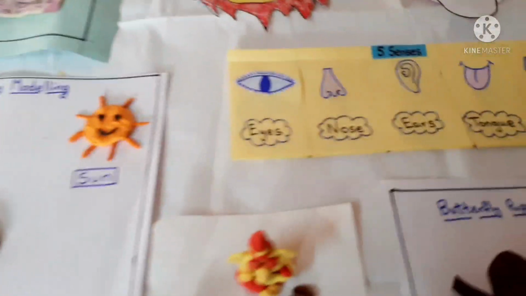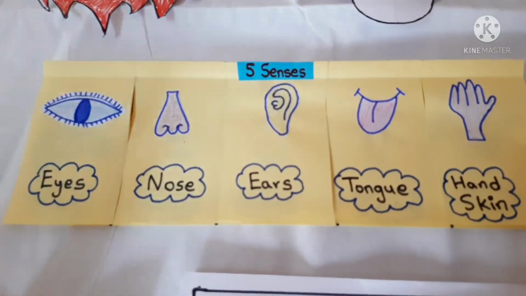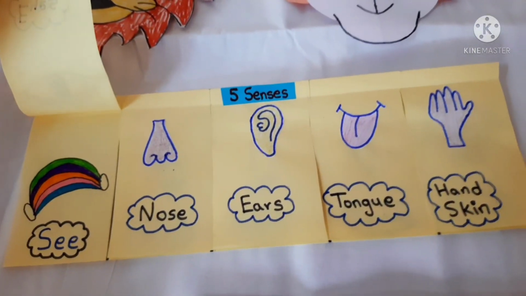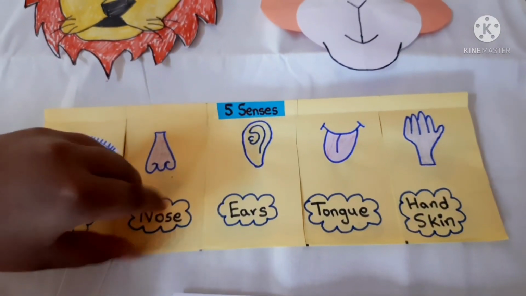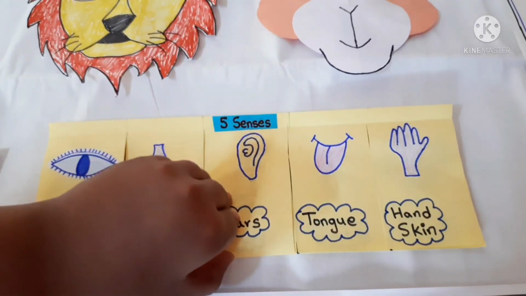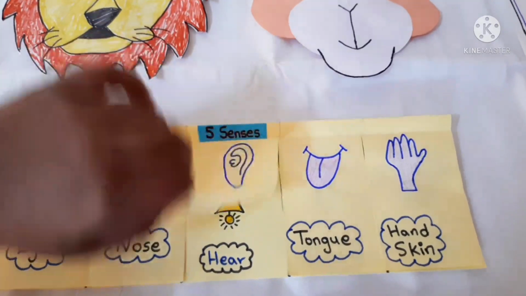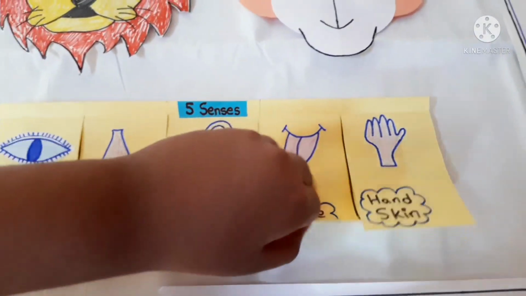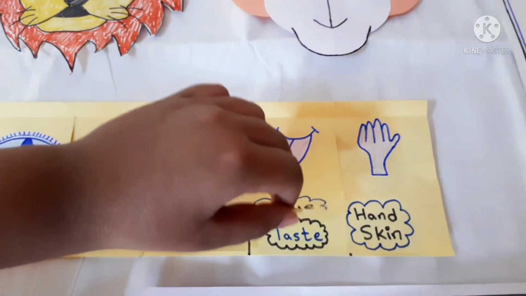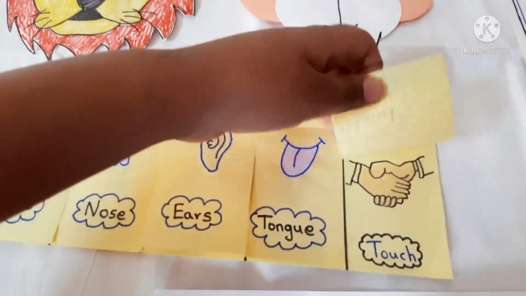This is 5 senses chart. The 5 senses are eyes, nose, ears, tongue and skin. We see with our eyes. We smell with our nose. We hear with our ears. We taste with our tongue. We touch with our hand skin.